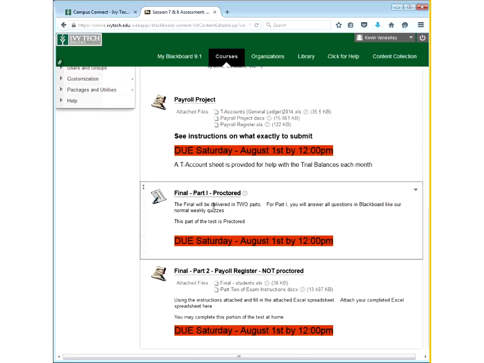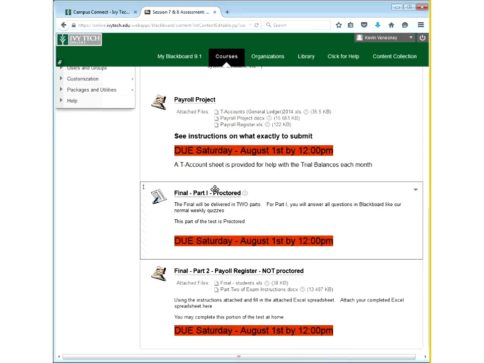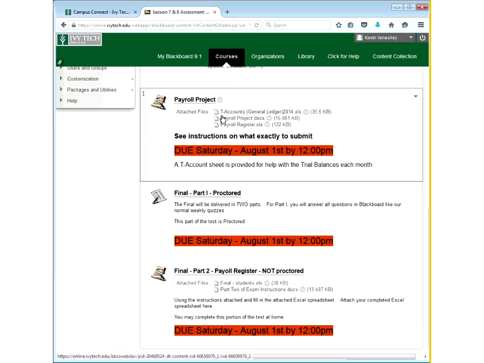This, again, you do at home. The final part 1 is the only proctored part. Now you'll want to verify that with your instructor. I have just emailed her an update telling her that part 1 is proctored, but part 2 does not need to be proctored. Part 1 is like your normal weekly quizzes, with very similar questions, and it is answered in Blackboard. There'll be a password that your proctor form will have, and they can enter it when you get to the proctoring center.